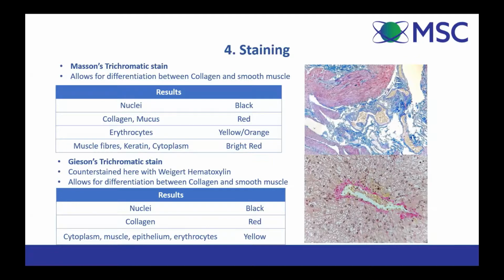However, the differentiation between these two stains is that in the Masson's, your erythrocytes are yellow and orange, and your muscle fibers, keratin and cytoplasm are bright red, whereas in the Gieson's trichrome stain, the cytoplasm, muscle, epithelium, and erythrocytes are all yellow. So it's a great differentiator, and it really does just depend on what you're looking for.